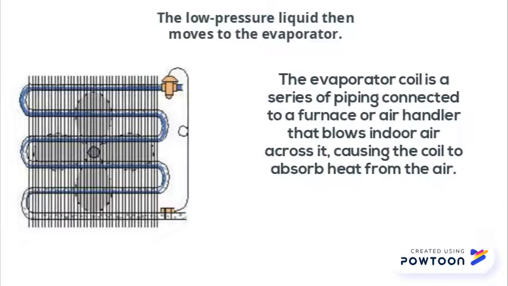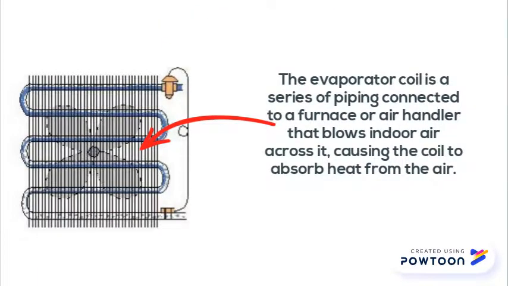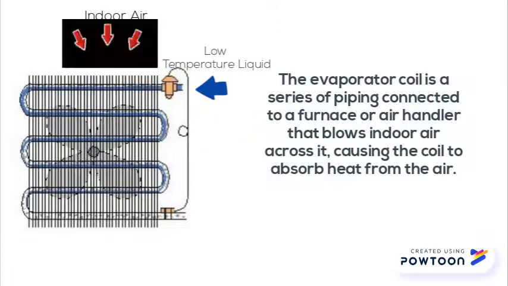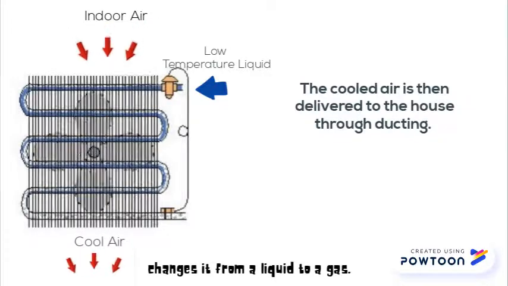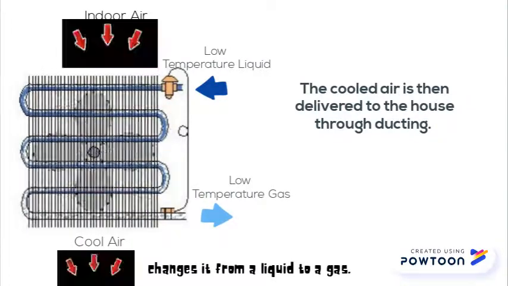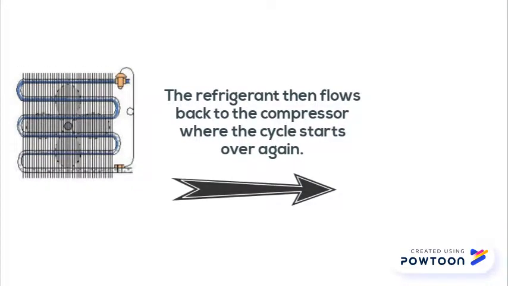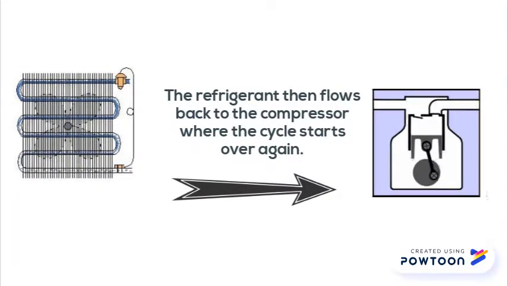The evaporator coil is a series of piping connected to a furnace or air handler that blows indoor air across it, causing the coil to absorb heat from the air. The cool air is then delivered to the house through ducting. The refrigerant then flows back to the compressor where the cycle starts over again.